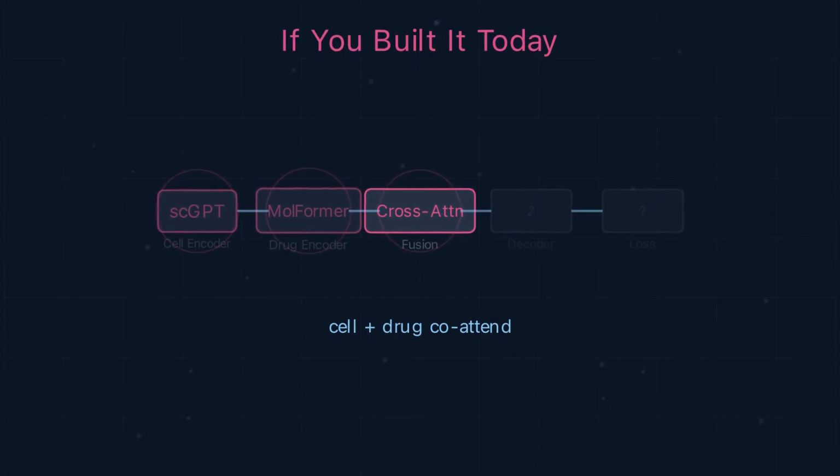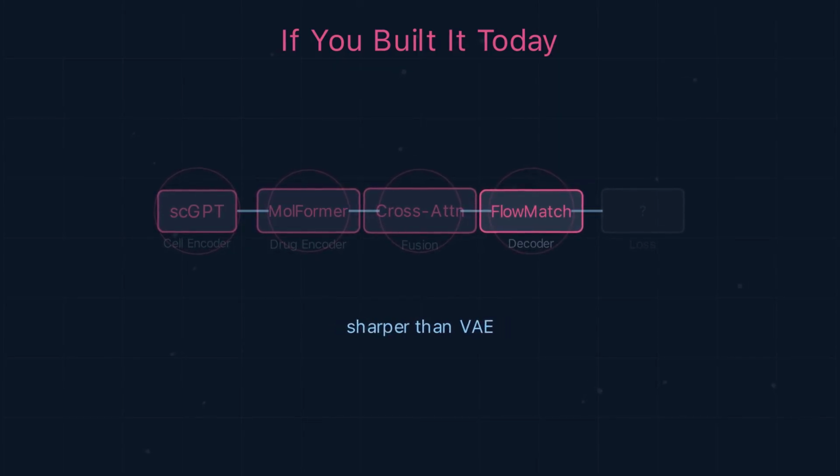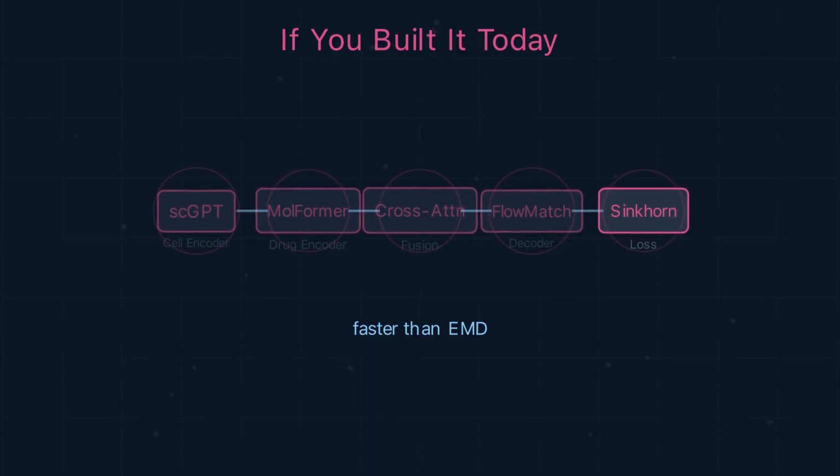The decoder becomes flow matching. A generative model that produces sharper, more realistic samples than any VAE. And the loss becomes Sinkhorn divergence plus contrastive alignment. Distributional matching that's orders of magnitude faster than earth mover's distance. The full pipeline is assembled. Every box has been upgraded.